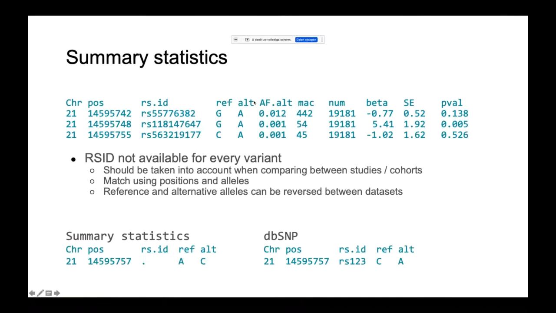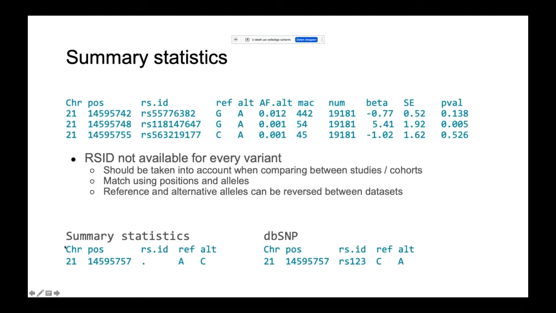ID, two alleles, allele frequency, minor allele count, the number of samples included, and beta, the standard error of the beta, and a p-value. And what you generally do when performing follow-up on summary statistics is that you combine your summary statistics with additional data sets, and you combine these with additional data sets based on the RS ID or the combination of genomic location and the reference and alternative allele.